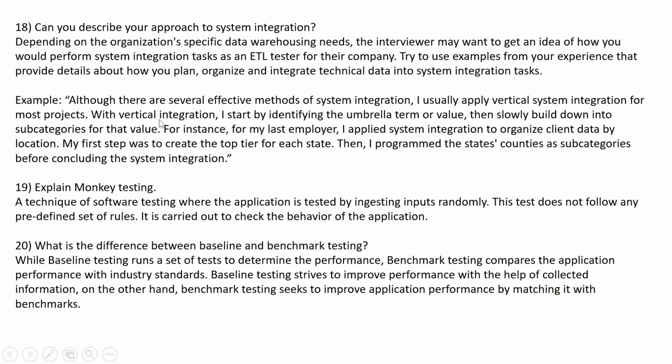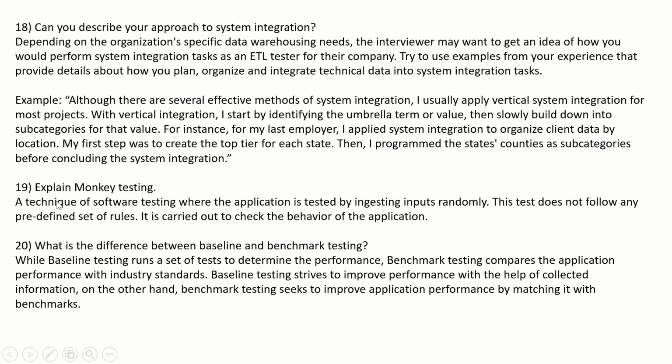For example, although there are several effective methods of system integration, I usually apply vertical system integration for most projects. With vertical integration, I start by identifying the umbrella term or value, then slowly build down into subcategories for that value. For instance, for my last employer, I applied system integration to organize client data by location. My step was to create the top tier for each state. Then I programmed the counties as subcategories before concluding the system integration. So this is an example here for you people.